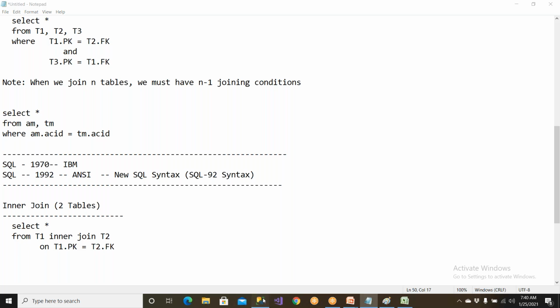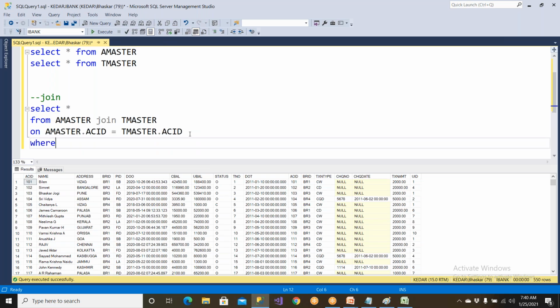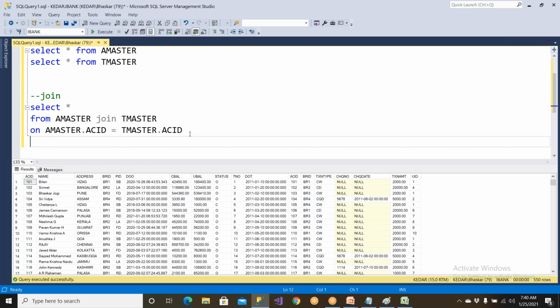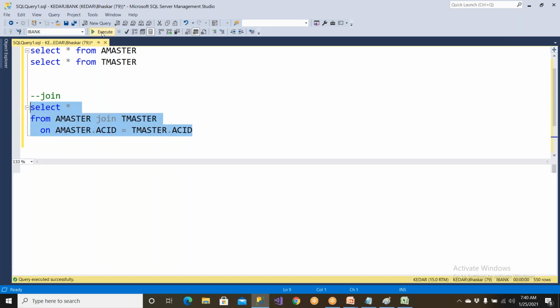The old syntax is also working fine. In the new syntax they said use join, remove where and put on. Later you can have a where clause, then a group by clause. Everything is going to work, where clause, having clause, everything. This is how you should use the new syntax.